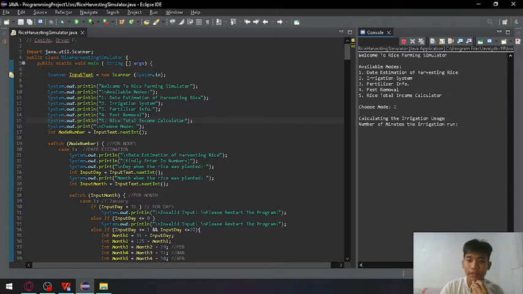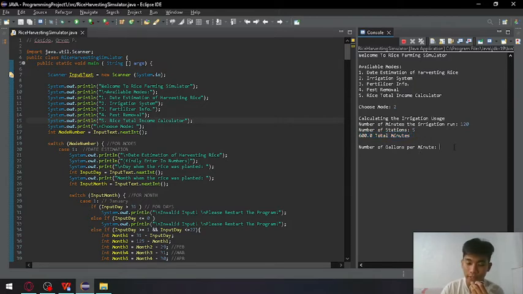So mapiprint po yung calculating the irrigation usage. Then the program will ask the user to input the number of minutes the irrigation was running. So let's say 120 minutes. So it will ask us how many stations are in the rice field. So let's say 5 stations. It will compute the total minutes the irrigation was running.